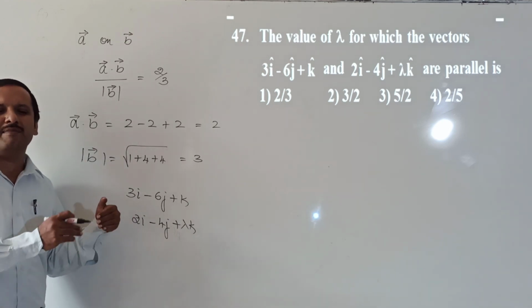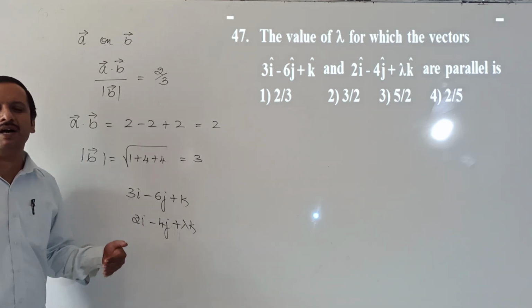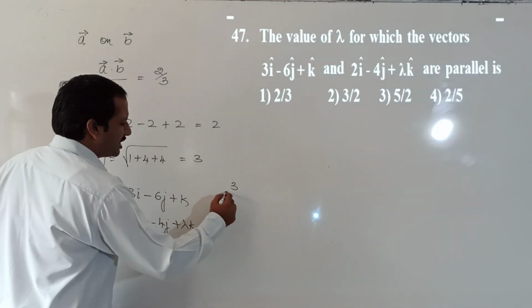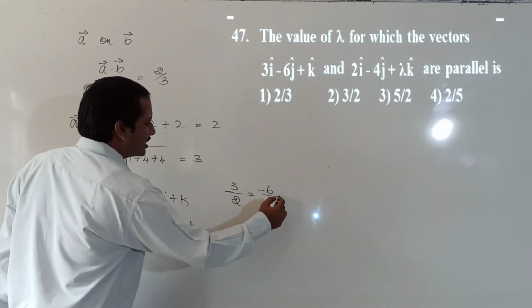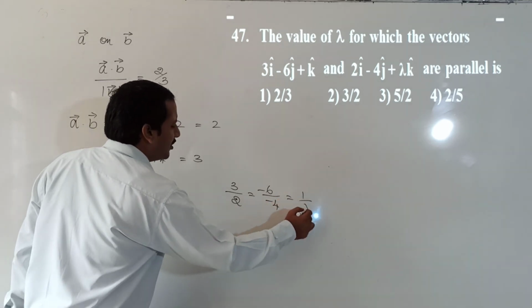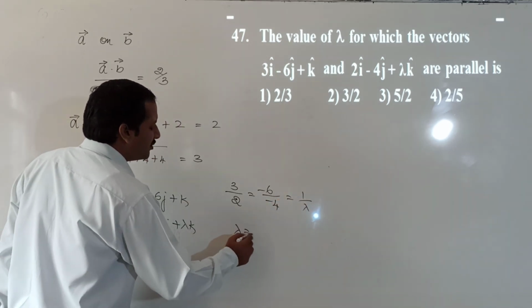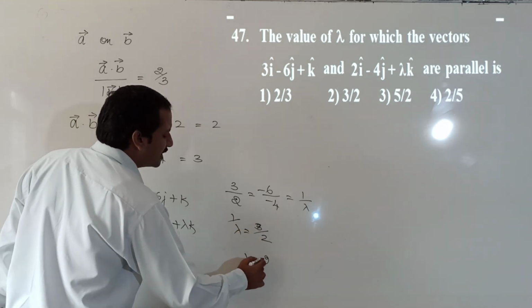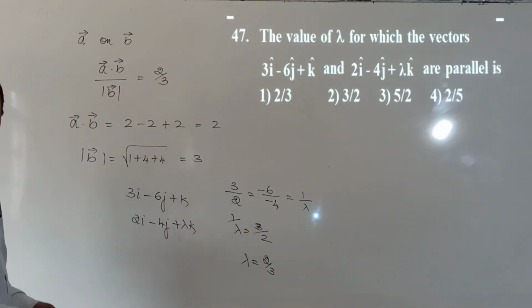In other words, when A bar is parallel to B bar, we can write A bar is equal to lambda B bar. So their coefficients must be proportional. So 3 by 2 is equal to minus 6 by minus 4, which is equal to 1 by lambda. From this we get 1 by lambda is equal to 3 by 2, or lambda is equal to 2 by 3, first option.